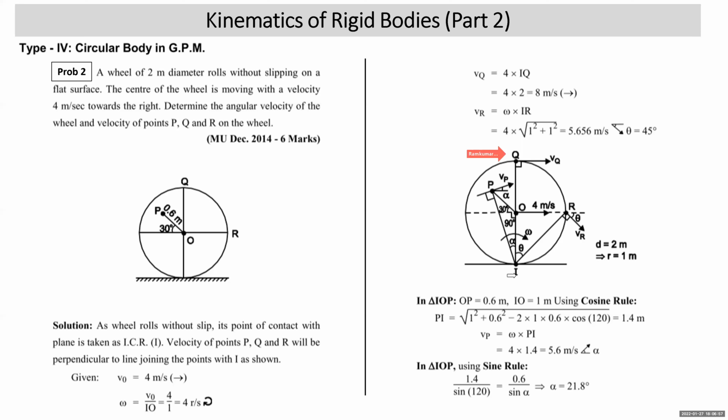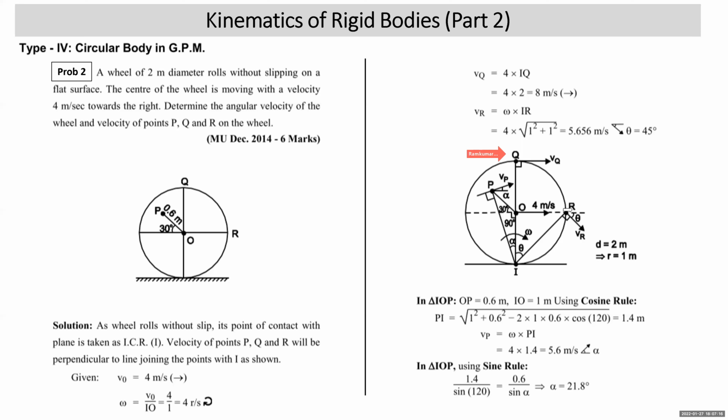Point Q should be joined with ICR. Velocity of point Q will be perpendicular to QI in such a way that it gives clockwise rotation. So its direction towards the right, perpendicular to IQ, is correct. VQ is omega into QI or IQ. Omega is 4, IQ is 2 meter, that is 8 meter per second towards the right.